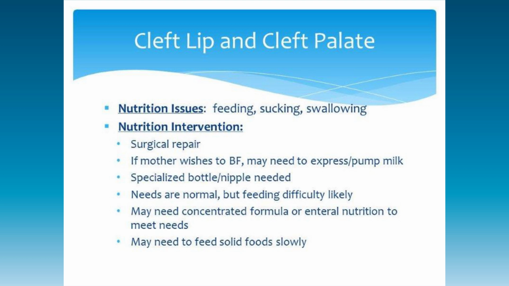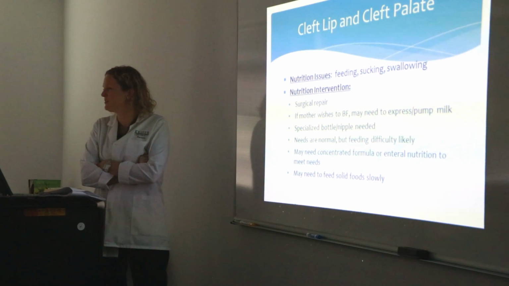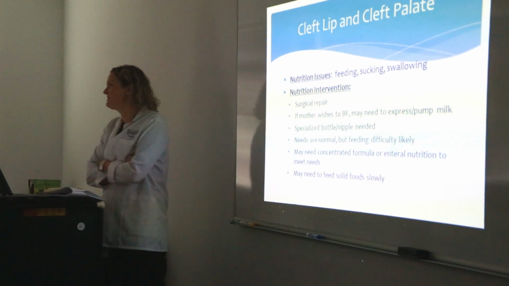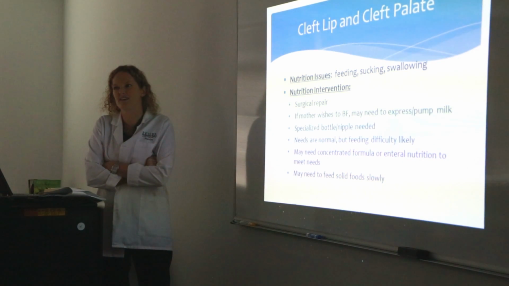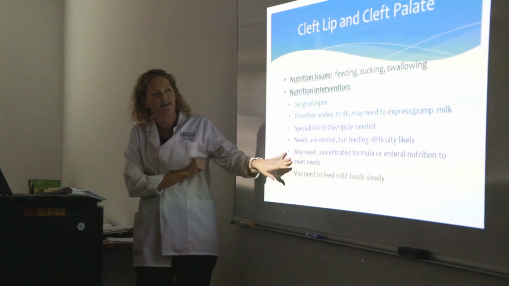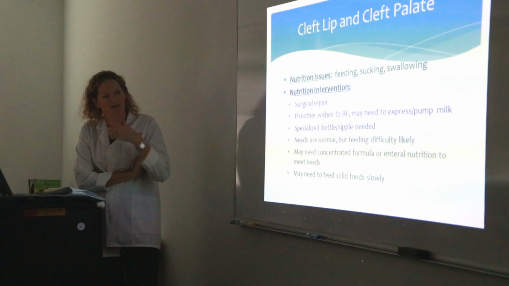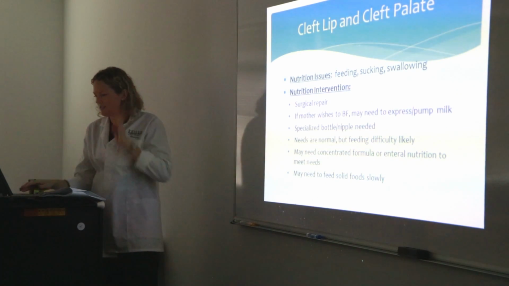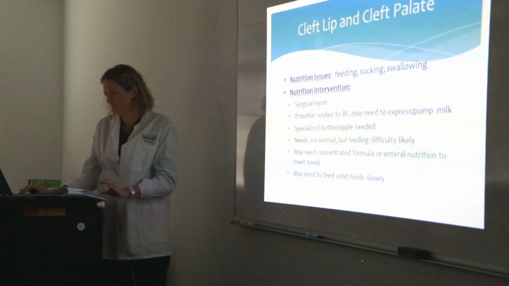Their needs are normal. They don't usually have higher energy needs or protein needs, but they tend to take in less volume just because they have feeding difficulties. So you might need to concentrate the formula and make it higher calorie per ounce because they're just not as likely to take in the volume that they need. So they may need enteral nutrition depending on how severe, and then you're going to eventually transition to solid foods and just feed slowly. They might need more time with eating.